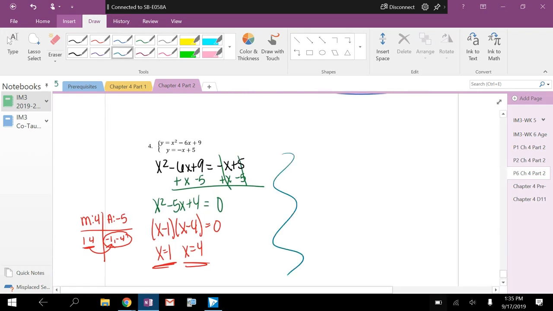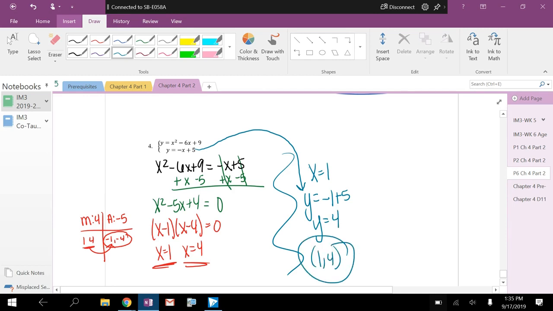You can just get out your calculator right now and plug this in. When x is equal to 1, y is going to be equal to -1 plus 5. I'm using this equation right here. You could choose to use this one if you want, it just would take you longer to get there. What is -1 plus 5? Careful. 4. So my final answer is (1, 4) for that one.